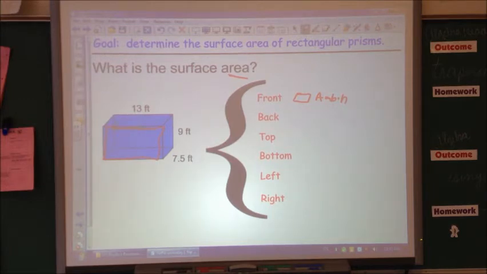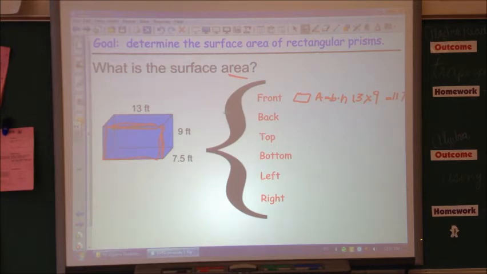So if I look here, my base right here is 13 times my height, which is right here, and this is not the 7.5, this matches up with the 9 over here. So it's 13 times 9. And if you stick that into your calculator, because we're allowed to use calculators, the area for this is 117. I'm hoping I don't run out of space here.